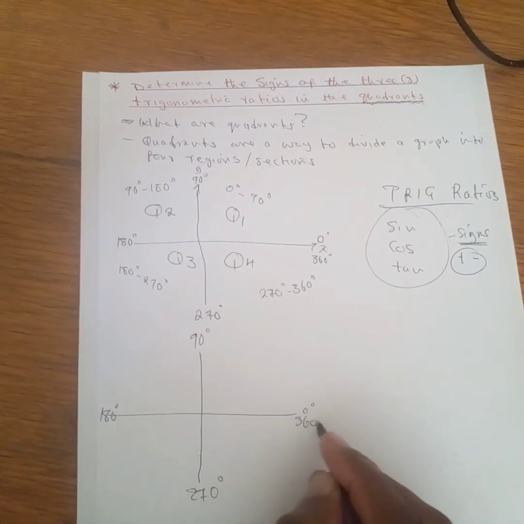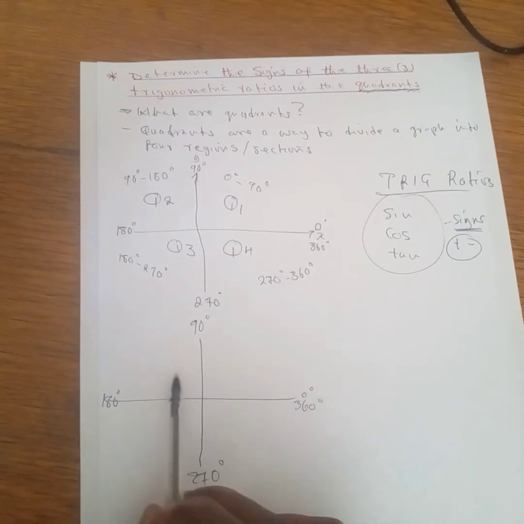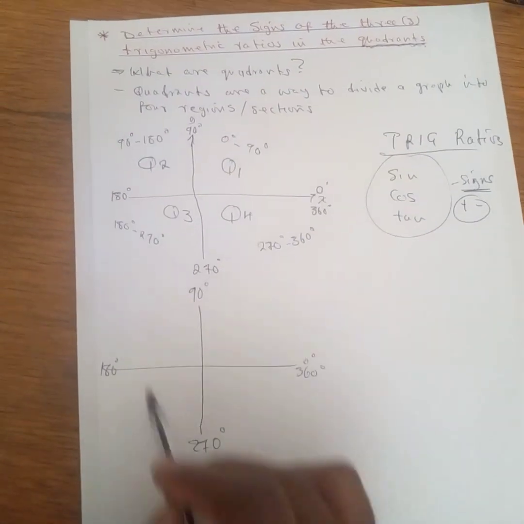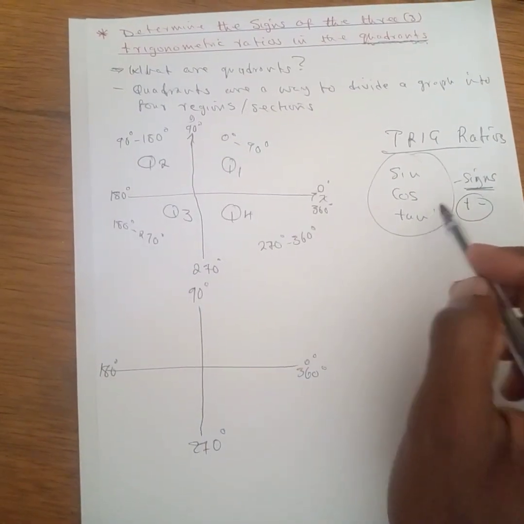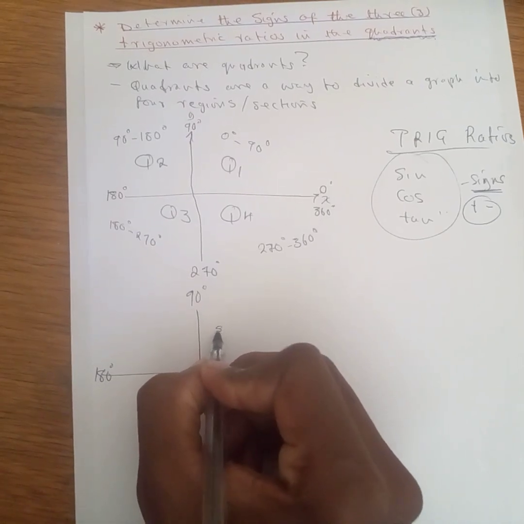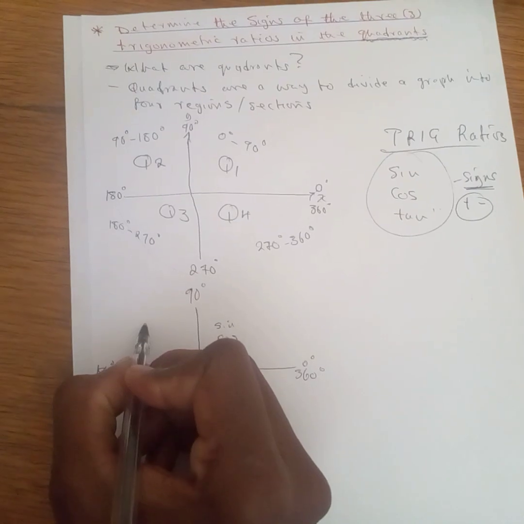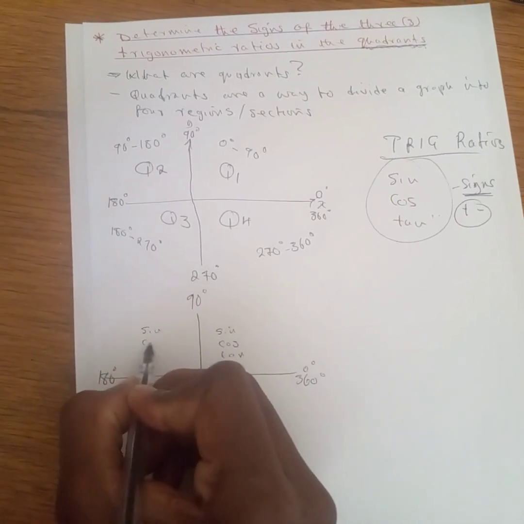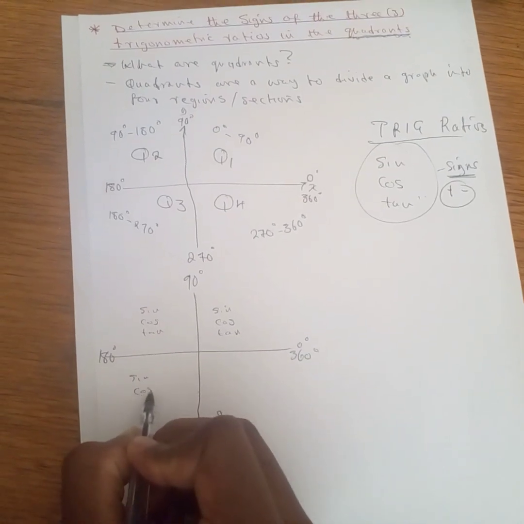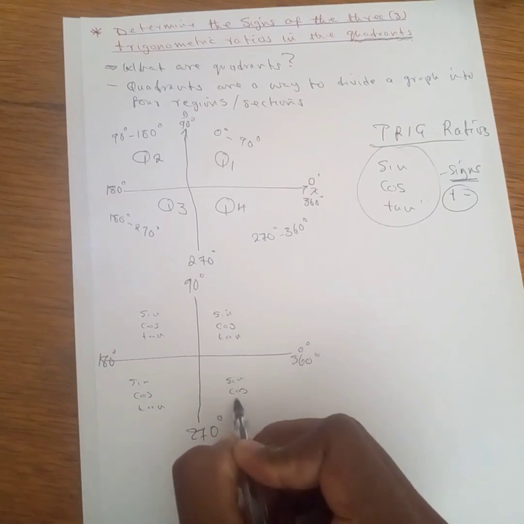Then we have our 360 degrees there. So we know that this is our quadrant 1, this is quadrant 2, quadrant 3, quadrant 4. So in all the quadrants, these three signs, these three ratios, they repeat themselves. So in the first quadrant, we have sine, cos, and tan. Same applies in the second quadrant, we have sine, cos, and tan. In the third quadrant, we have sine, cos, and tan. In the fourth quadrant, we have sine, cos, and tan.